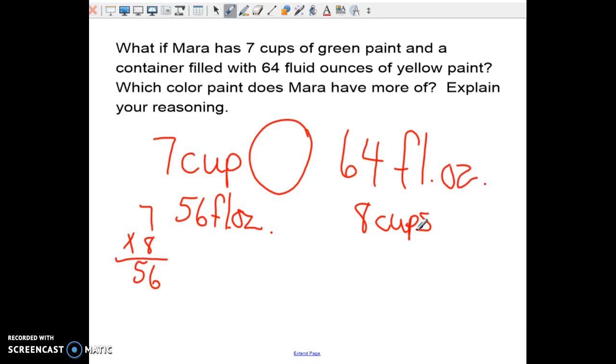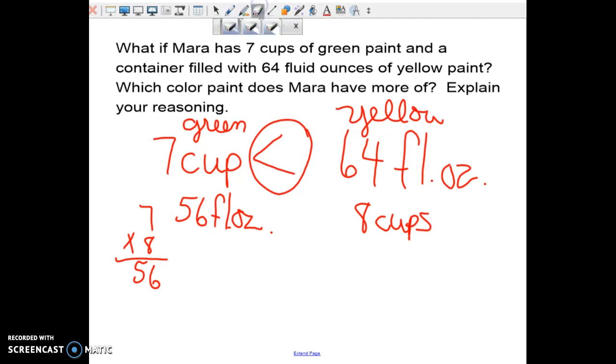So the question is, which color of paint, so this one is green, and this one is yellow. So 7 cups is less than 8, and 56 fluid ounces is less than 64. So the question is, which color paint does Mara have more of? Yellow or green? Yellow.